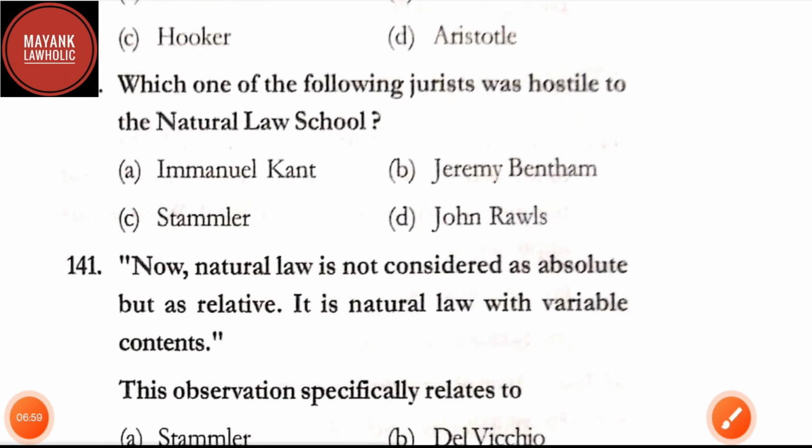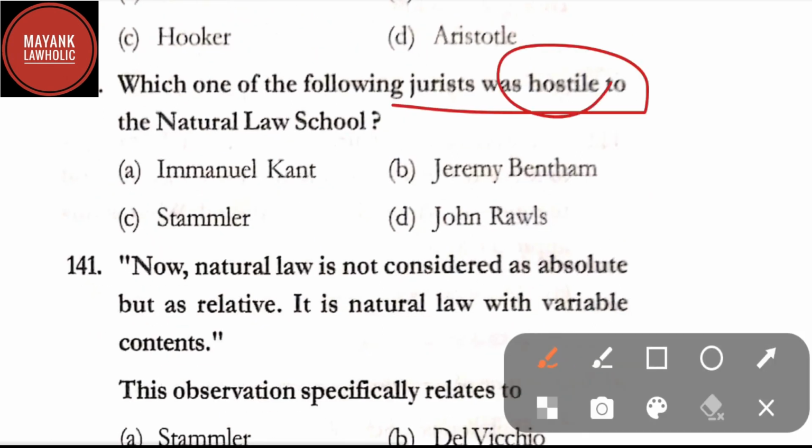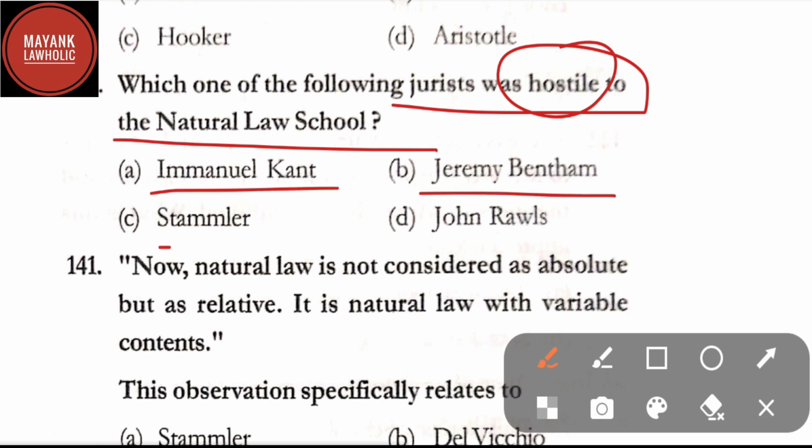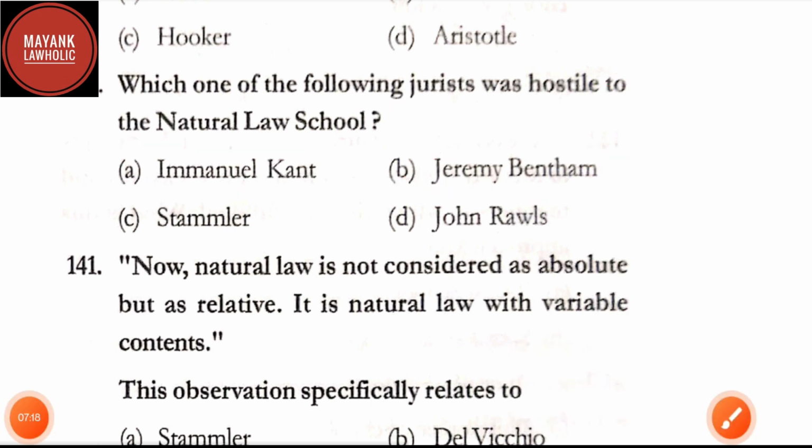Question number 140. Which one of the following jurists was hostile to natural law school? Option A, Immanuel Kant, option B, Jeremy Bentham, option C, Stammler, and option D, John Rawls. Here in question number 140, the correct answer is option B, that is Jeremy Bentham was hostile to natural law school, whereas Immanuel Kant, Stammler, and John Rawls were associated with natural law school.